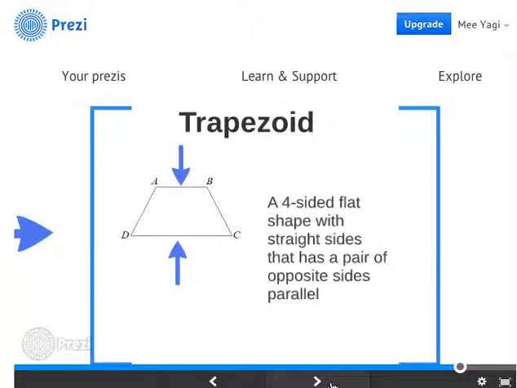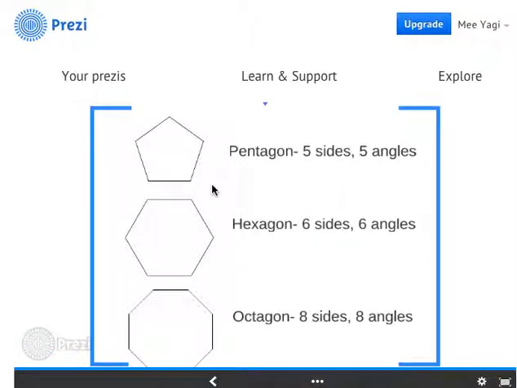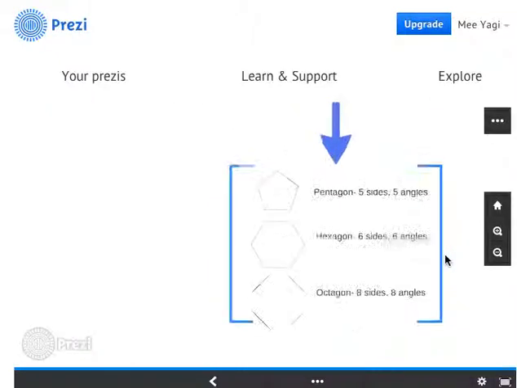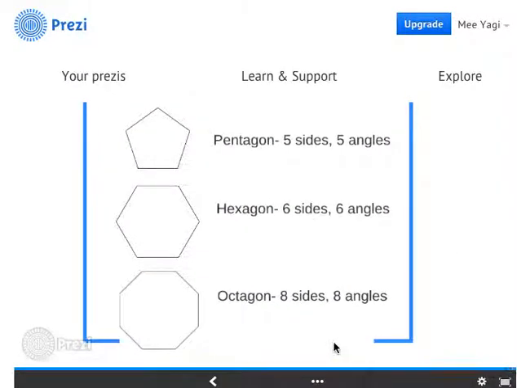So we can see that we can determine a shape by looking at its specific attributes. Here are some other shapes that we can define by their attributes or characteristics. A pentagon is a shape that has 5 sides. It has 5 angles. A hexagon is a shape that has 6 sides. If it has 6 sides, it has 6 angles. And an octagon has 8 sides, or 8 angles. And that is the end of this lesson. So again, remember, we can determine a shape by looking at its attributes.